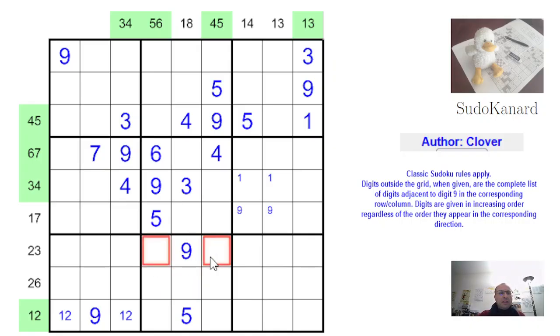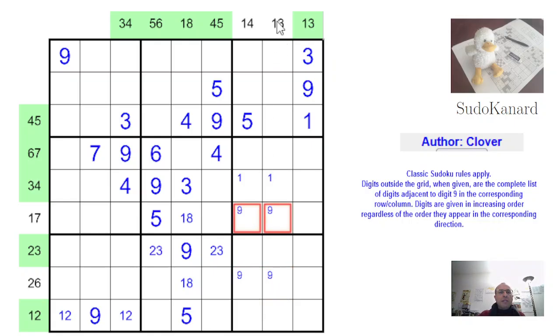So that now those are 2 and 3. Those are 1 and 8. This and this are satisfied. And the last 9 on this row must be somewhere in here, surrounded by 2 and 6.